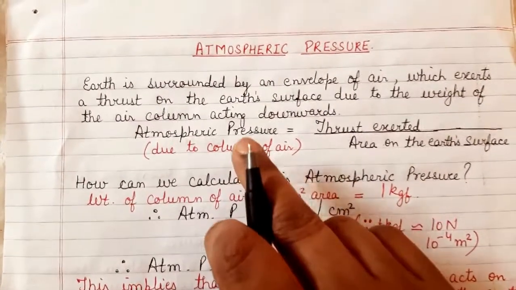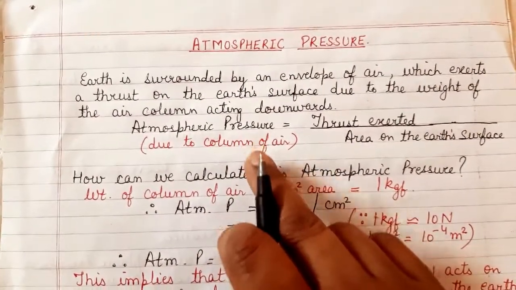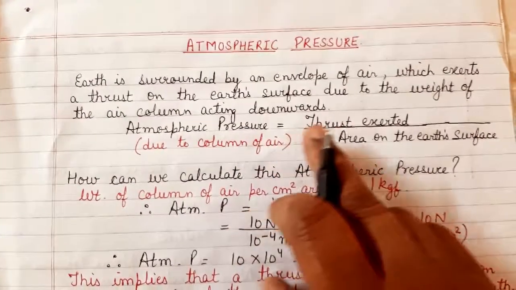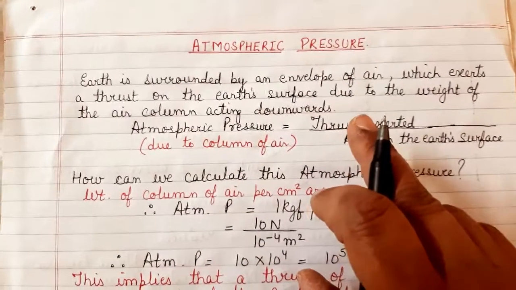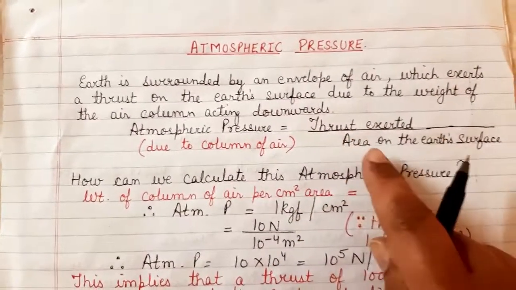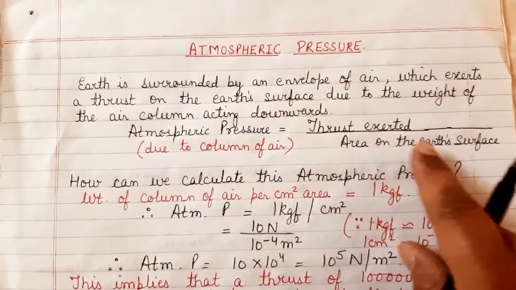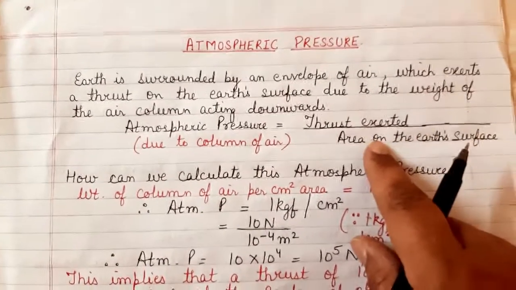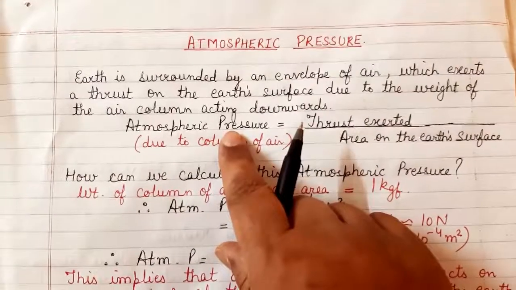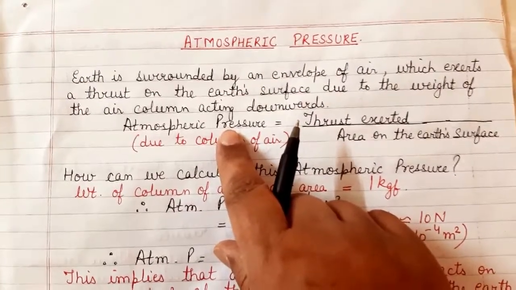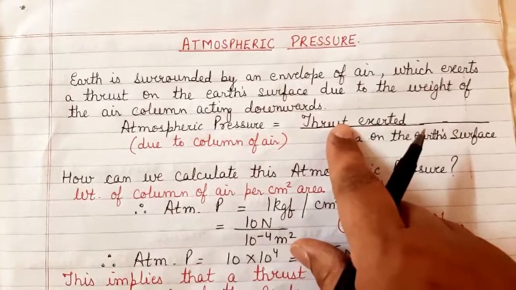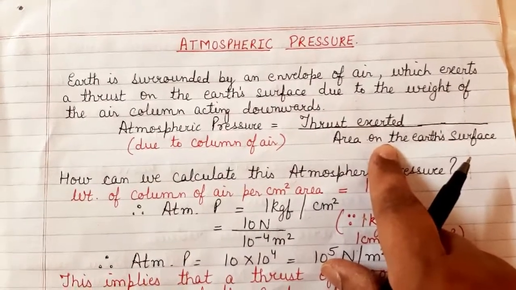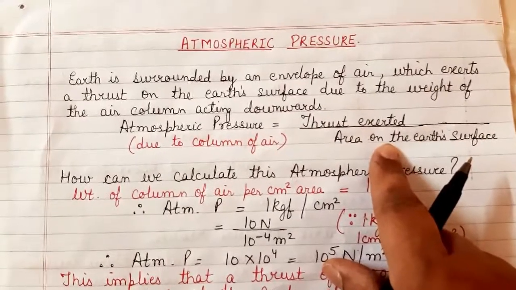And if we want to find out the atmospheric pressure due to the column of air, it is given by the formula: thrust exerted by the column of air upon the area on the earth's surface on which that thrust acts. So therefore, how can we define atmospheric pressure? We can define atmospheric pressure as the thrust exerted per unit area on the earth's surface due to the column of air.